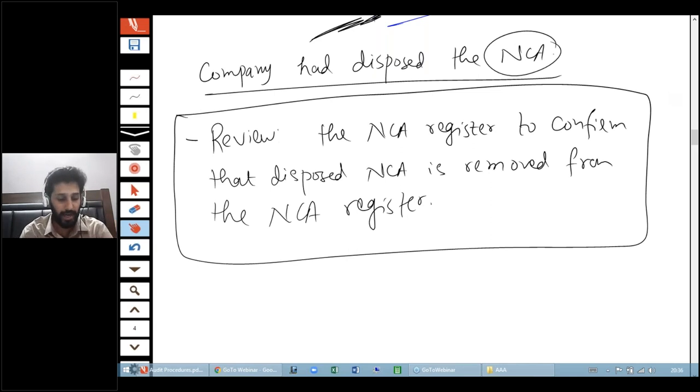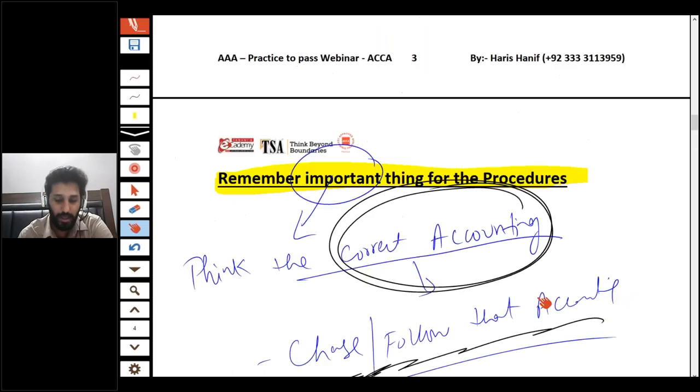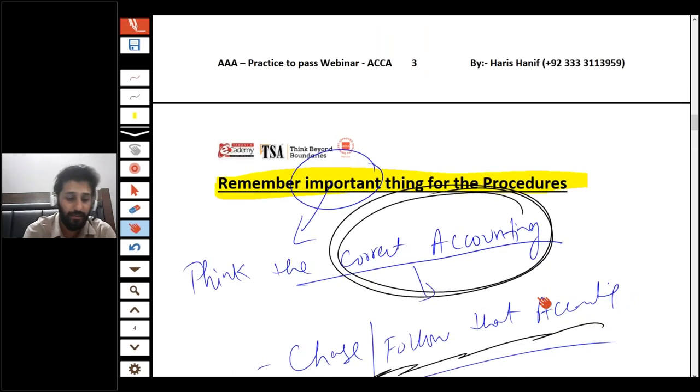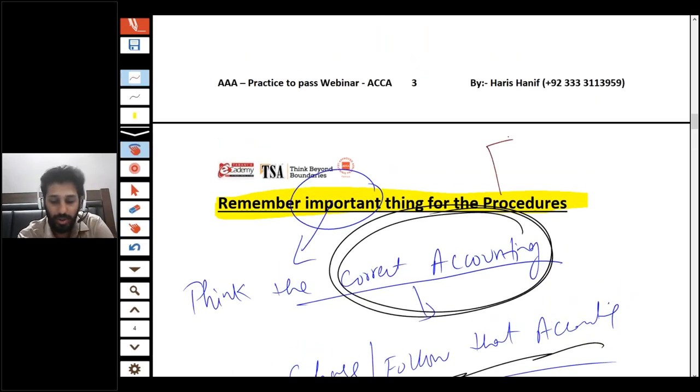And the accounting treatment, I just gave you one example. There may be many procedures with respect to these things, right? Now, step by step, we are moving ahead for the procedures. And remember that procedure is not only the substantive. In AAA exam, the procedures would cover test of controls and also cover substantive.